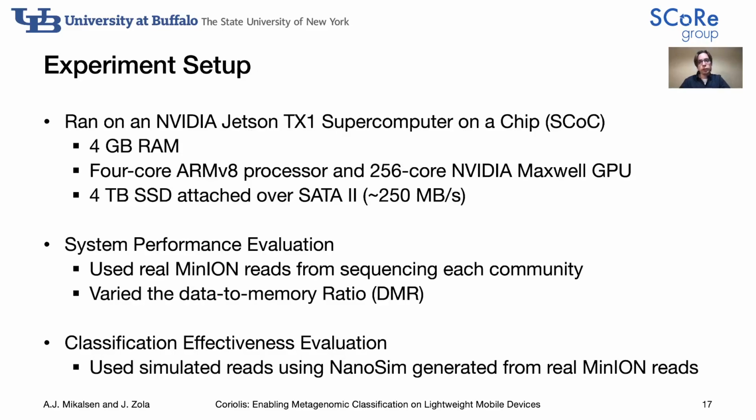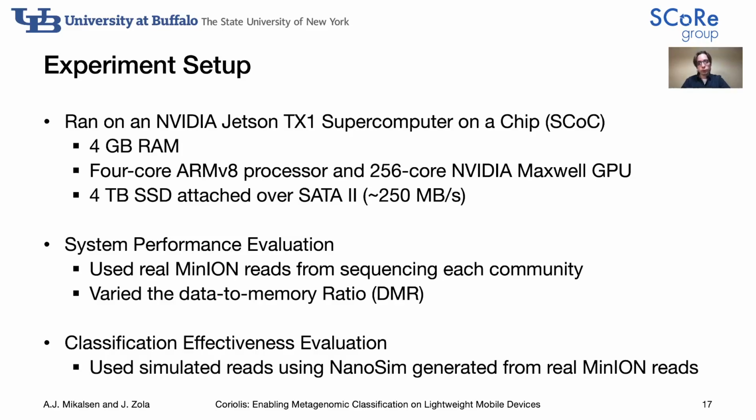We run our experiments on an NVIDIA Jetson TX1, which has 4 GB of RAM and a 4-core ARM processor, and we equipped it with 4 terabytes of SSD that were attached over SATA 2. And this gave us, when benchmarking, approximately 250 megabytes per second. And since the peak theoretical throughput of SATA 2 is about 300 megabytes per second, this is about what we would expect in practice.